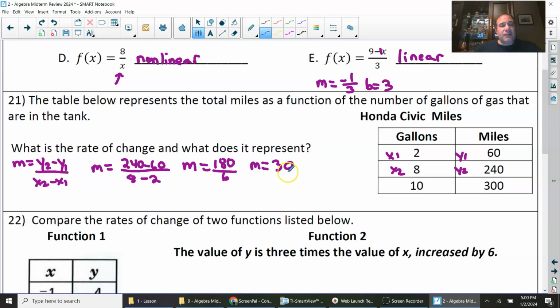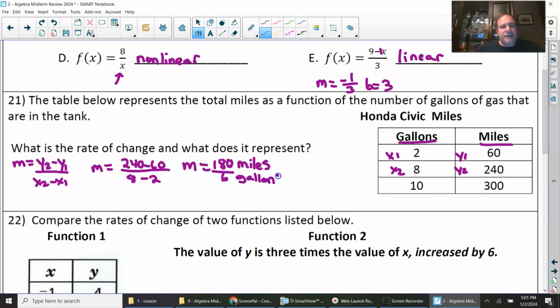I want you to realize it makes it much easier for myself if I'm looking at this. I'm just going to erase this 30 for a second. That's the answer. But 180, what does that represent? That represents miles. So 180 miles, and I'm getting that from this. And 6 represents gallons.